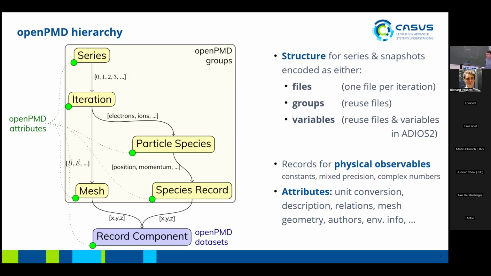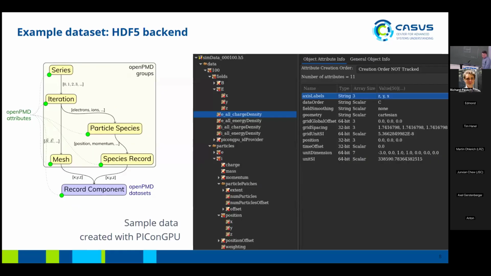Or there are more customized layouts optimized for specific backends such as ADIOS2. And each iteration is then a dataset of meshes and particles. And at the end, you have the actual n-dimensional heavyweight datasets where your terabytes of data are going to go. For example, in HDF5 that can look like this. This is a dataset produced by PIConGPU. So you have the B field, an E field that is composed of X, Y, and Z.